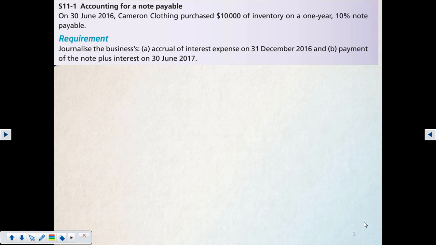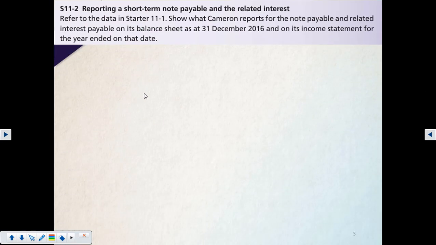That means we have to record 6-month interest as a payable, and when we are actually paying on 30 June 2017, then we have to give another journal entry for the payment of notes payable and also for payment of interest. First give the accrual of interest expense on 31st December. Record the journal entry there. We try to record this accrual of interest expense.